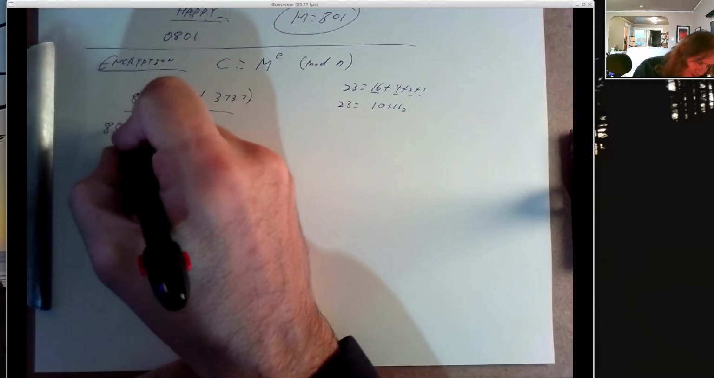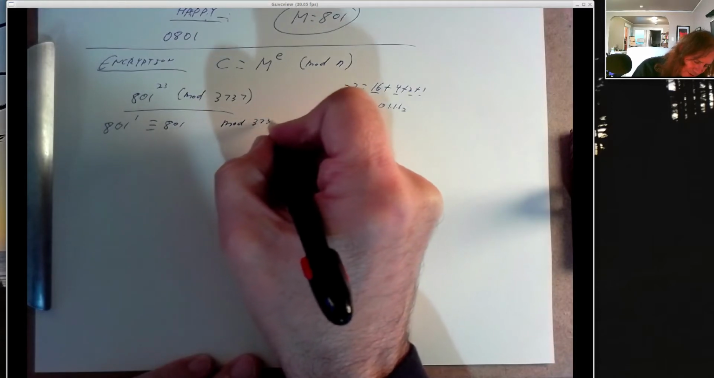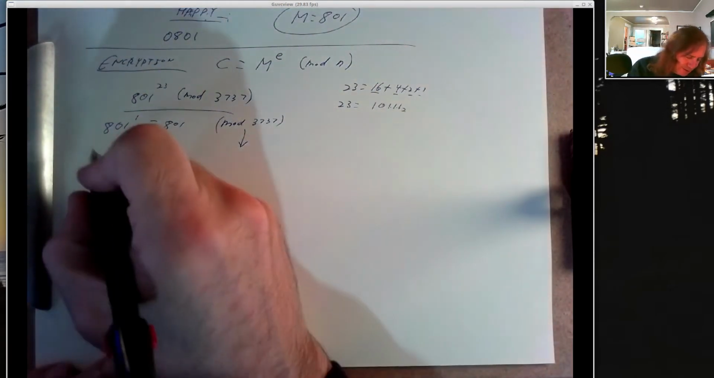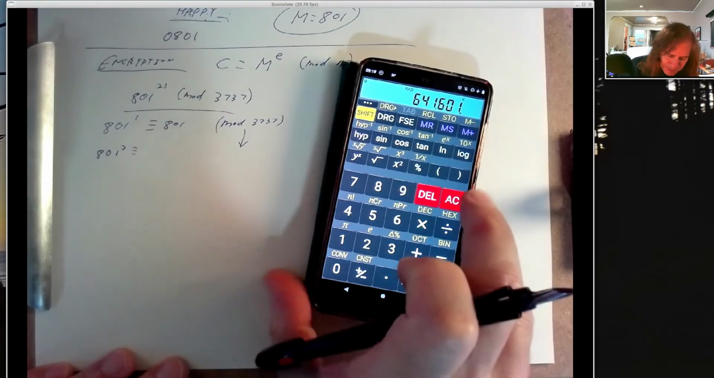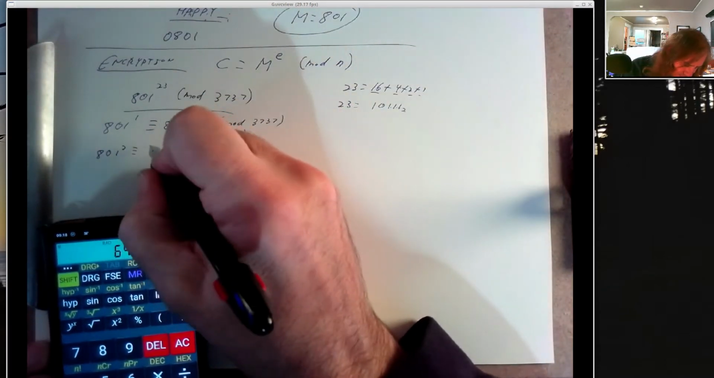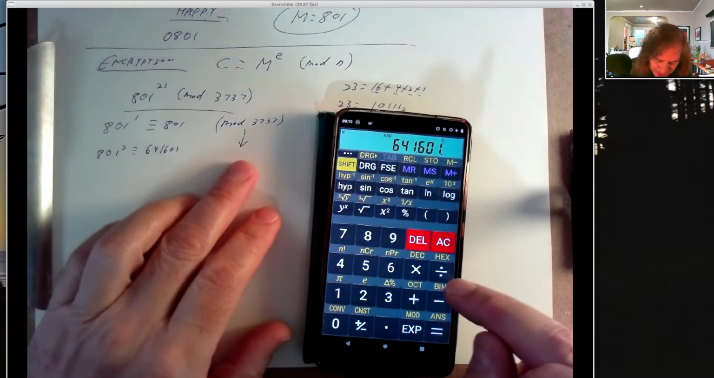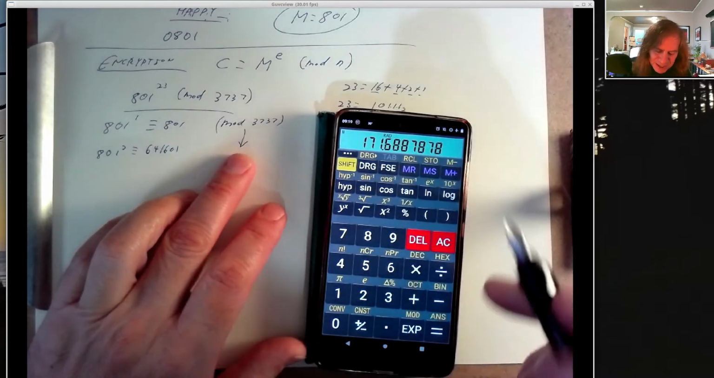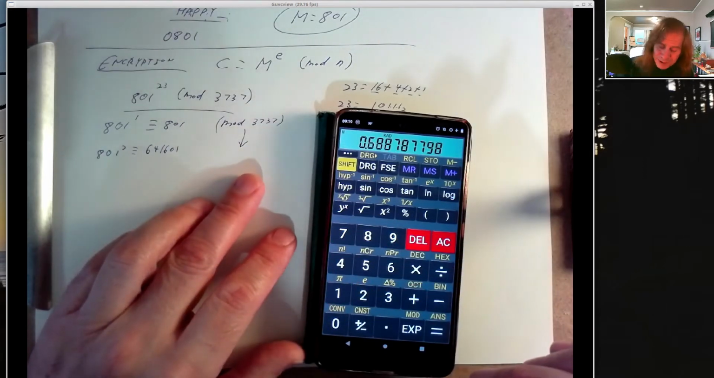So let's do this. 801 to the first is simply 801. And I'm going to write congruence mod 3737, but this is always going to be the modulus I work with on this page. So 801 is congruent to 801. 801 squared is congruent to, I'm going to use my calculator, 641601. And that's a small enough number I can do this exactly on a calculator. So I'm going to divide by 3737, and it goes in 171 times with 0.688, etc. left over. And I'm going to do my trick here. I'm going to subtract 171. To get a number between 0 and 1, I'm going to multiply that by 3737. And I get 2574.